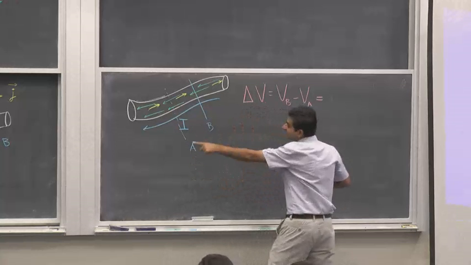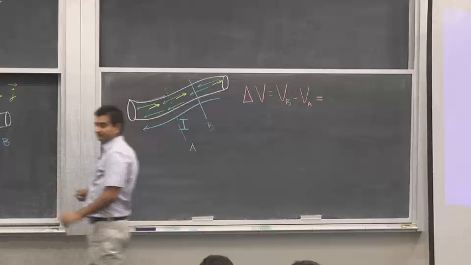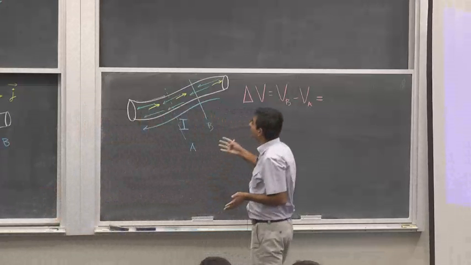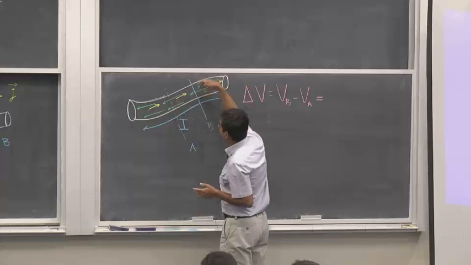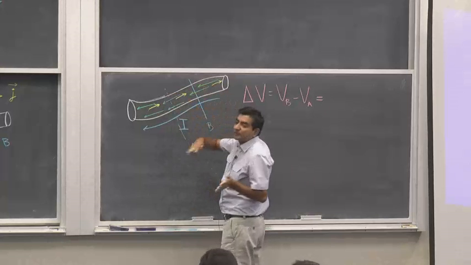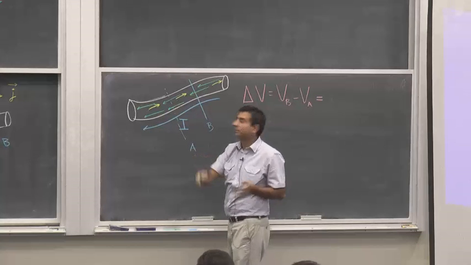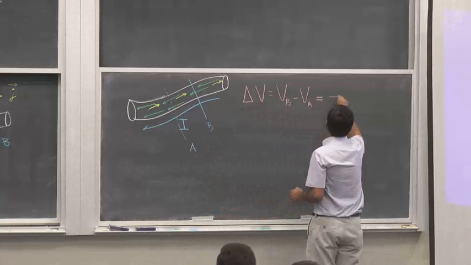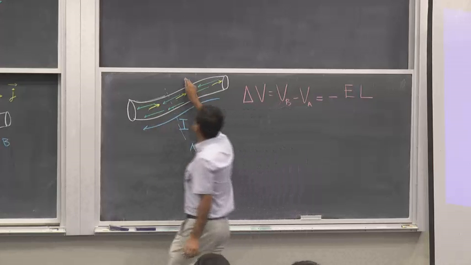So if this electric field here is uniform, I can take this out of the integral. And since I'm going from A to B, I'm moving along the axis of this conductor. So the electric field is always parallel to the path that I'm taking. So I can write this as minus E times L, where L is this distance.